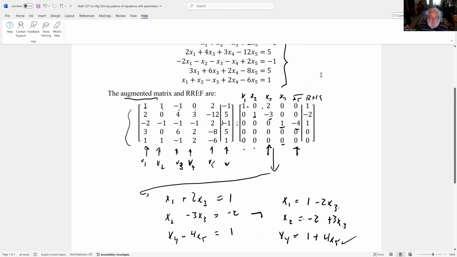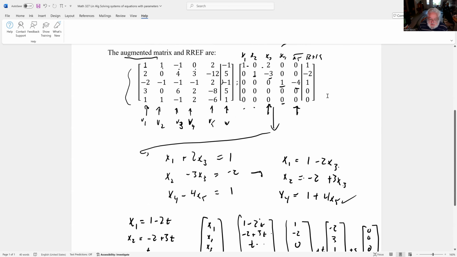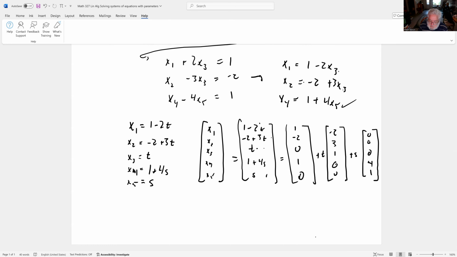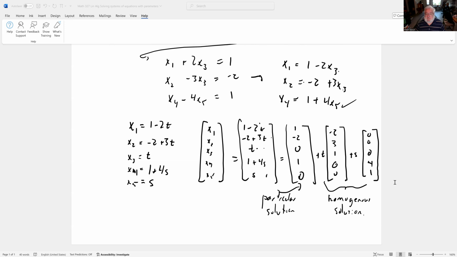So this set of equations up here has got a particular solution and a homogeneous solution. And why I call that the homogeneous solution will become clear next week. But I am trying to point out that this is very similar to the structure that we see when we're talking about the solutions to differential equations.